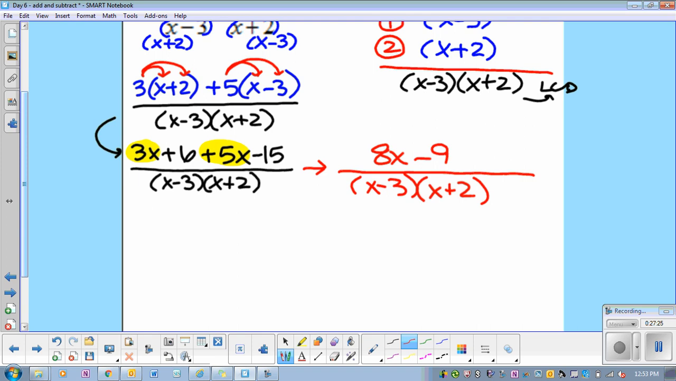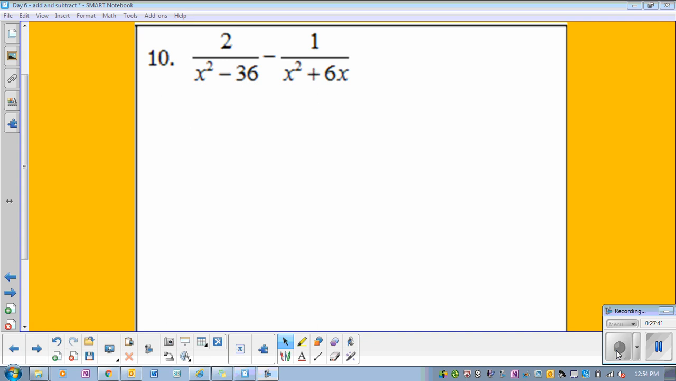Can you factor 8x minus 9? No, so that's it. You can't do anything else. Because when you get it down to this one fraction, the reason why you want to factor again is to see if you can cross out stuff. Okay? So this one looks a lot more fun.